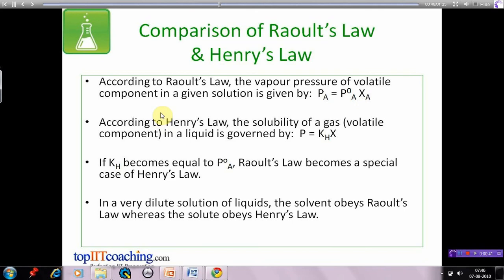We also discussed Henry's law, according to which the solubility of a gas in a liquid is proportional to the partial pressure of the gas. So mathematically, Henry's law is stated as P = KH X, where P is the partial pressure of the gas, X is its mole fraction, and KH is Henry's constant. Now if we compare these two equations, the first one and the second one, then we can see that Raoult's law becomes a special case of Henry's law in case P°A is equal to KH. So in case of very dilute solutions, we can say that the solvent obeys Raoult's law whereas the solute obeys Henry's law.